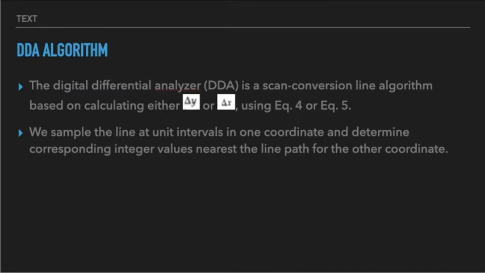So what does the DDA algorithm do? You sample a line at unit intervals in one coordinate, that is, either we take the x coordinate, sample it at unit intervals and determine the corresponding y coordinates, or you take the y coordinate, sample it at unit intervals, and you determine the corresponding x coordinates using equations 4 and 5. That is what we do in the DDA algorithm.